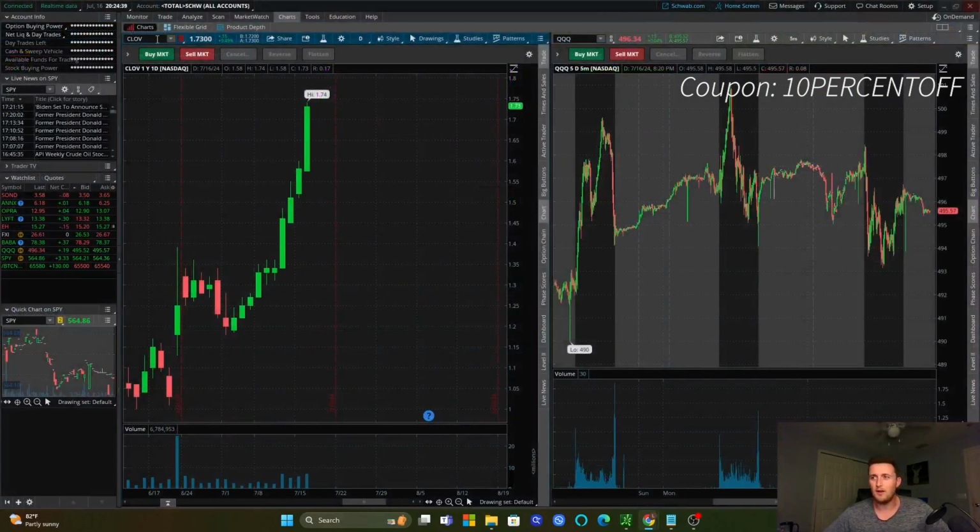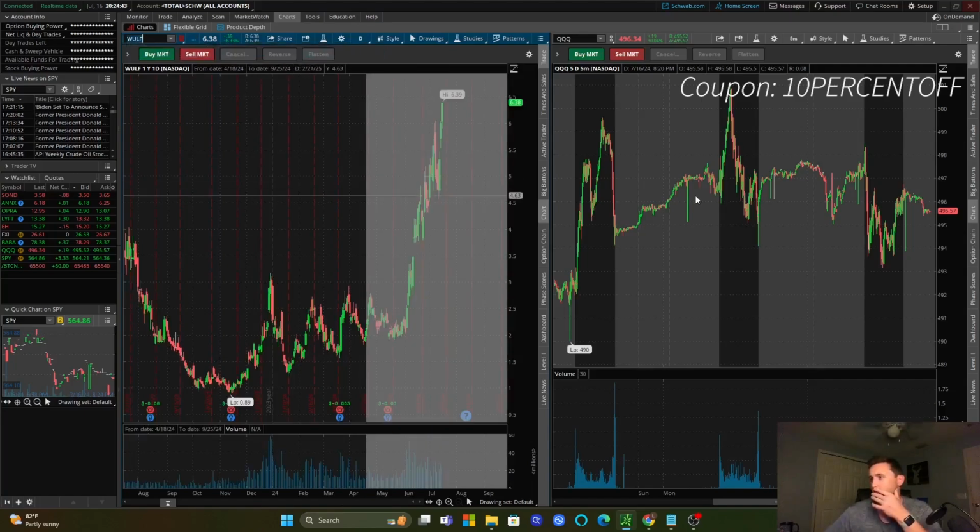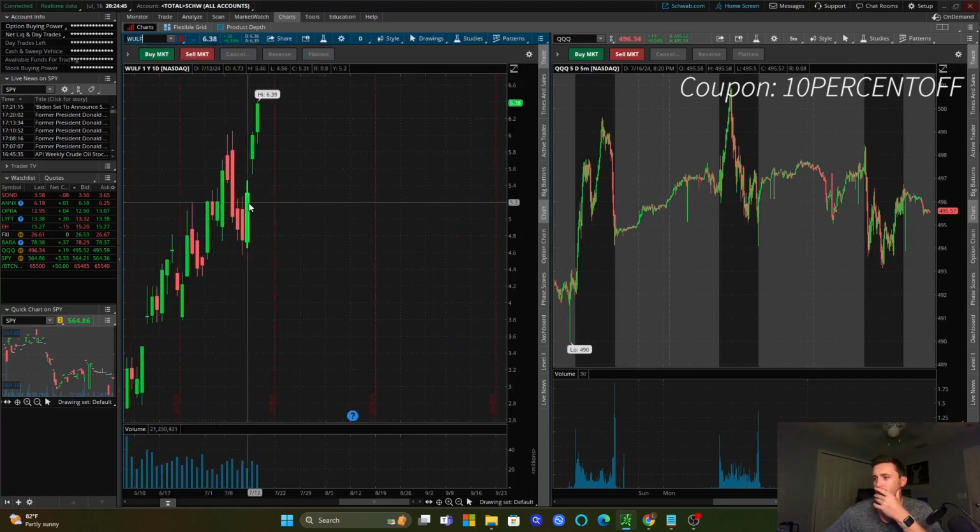So if I go here and type in WULF, W-U-L-F, let's see. It gapped up on the 12th, and the 15th, as you can see here, this is the close. This is where our score was, which our WULF price was $6, the close. And as you can see, the next day WULF is up another 6% after that move to the upside.